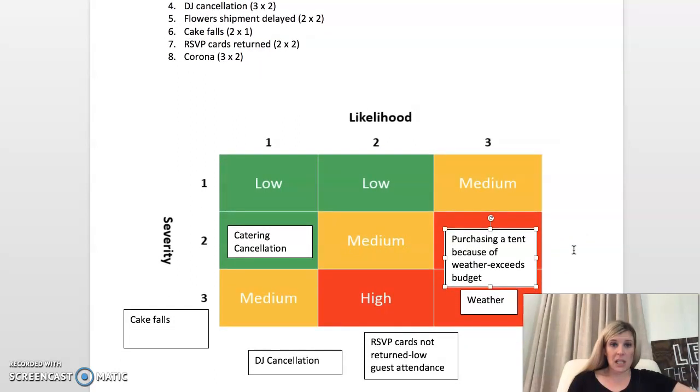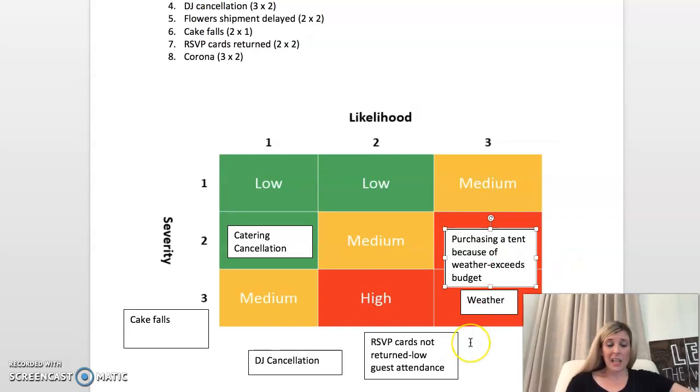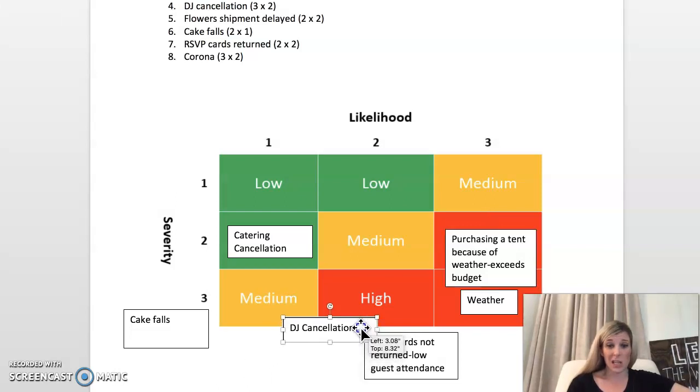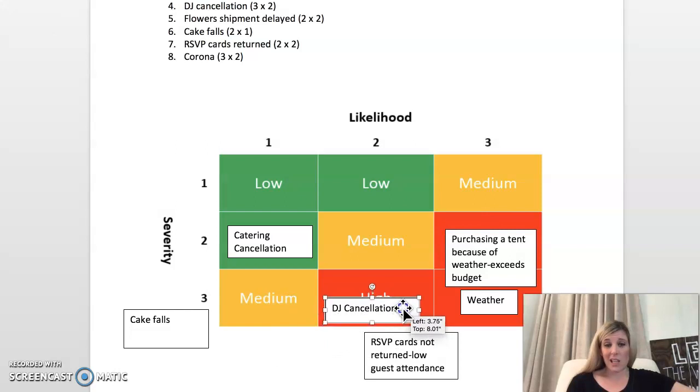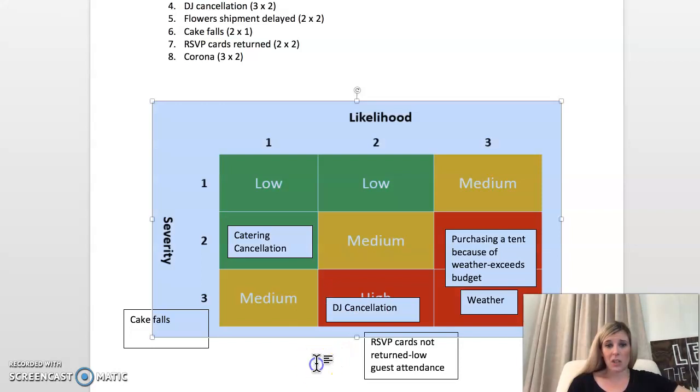Then of course you can see DJ cancellation. So here's the deal. Alexis really wants to dance the night away, okay? So the severity would be on her feelings, all right? It would be very severe if the DJ canceled. The likelihood, well, he can kind of be a shady character sometimes. He's been one of their friends for a long time, so he doesn't necessarily always show up on time, but they like him, he likes them, so he's most likely going to show up, but we're going to give a 2 for the likelihood of him showing up.